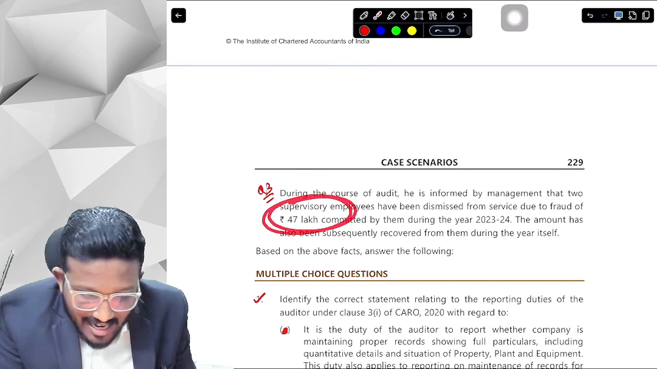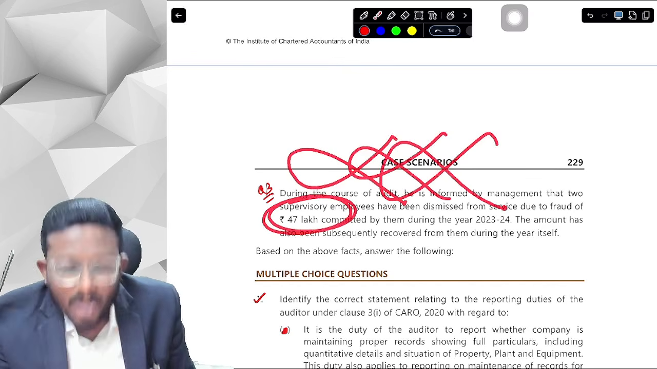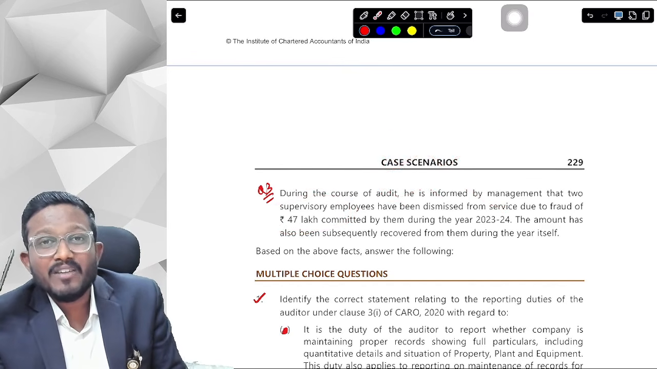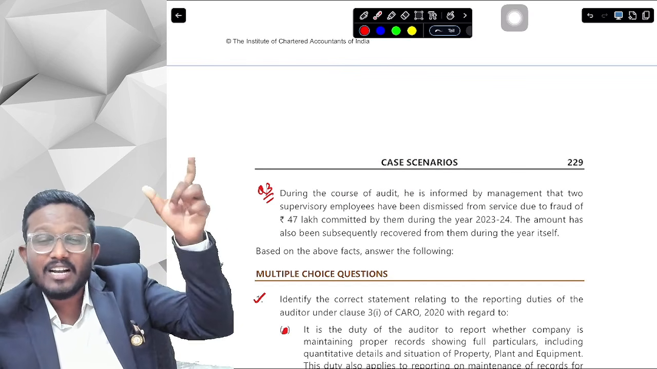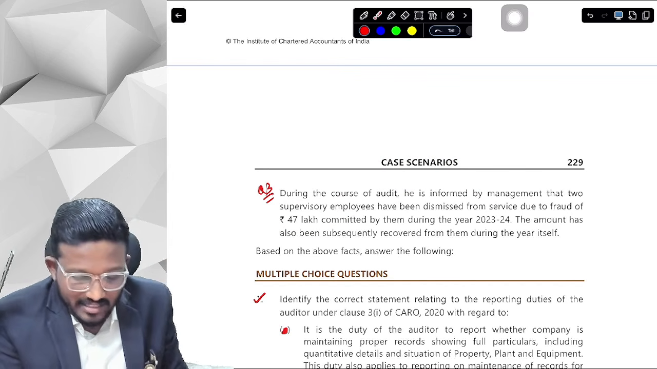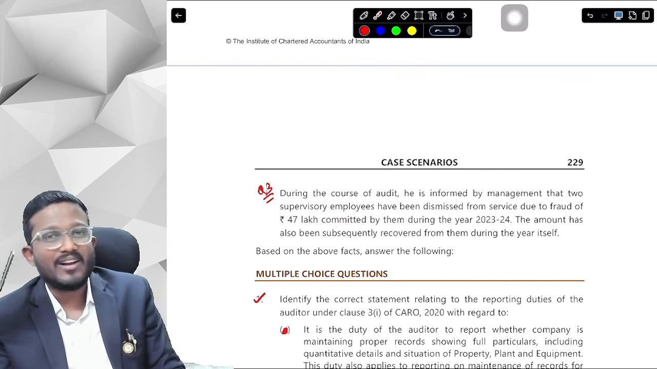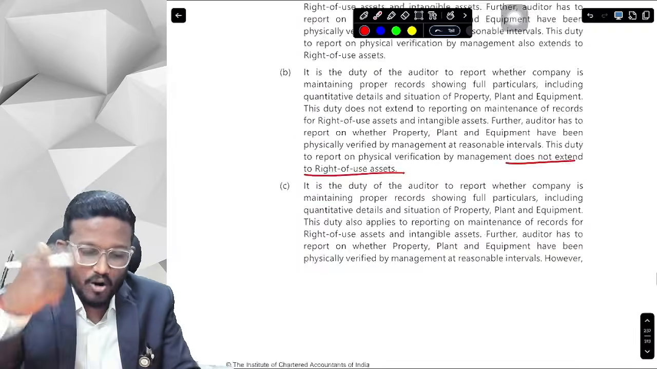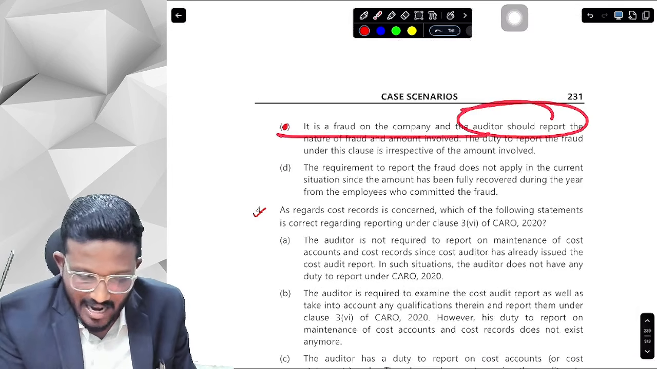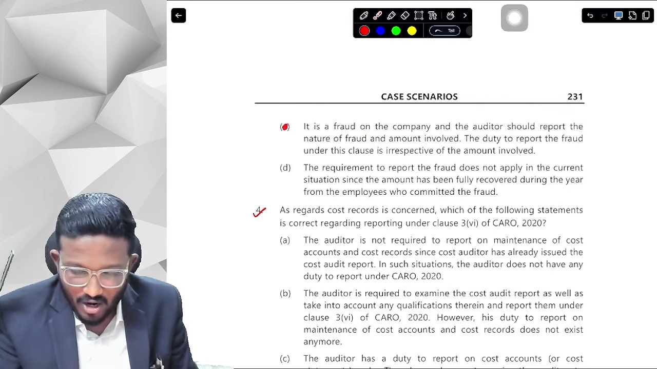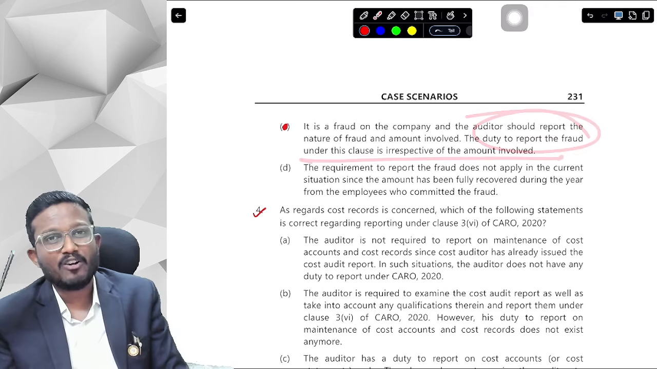This 47 lakh is not a concern. It is a concern only when we are looking at Section 143(12) fraud reporting, where 1 crore should be the amount. Here it is 47 lakh, but in CARO 2020 that is not of concern if there is a fraud on the company. So yes, it is a fraud on the company and we need to report the nature of fraud and the amount involved, and the duty to report is irrespective of the amount involved.